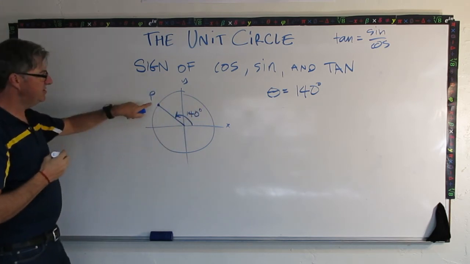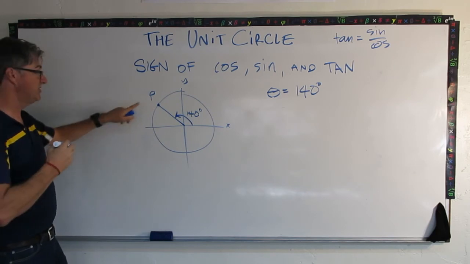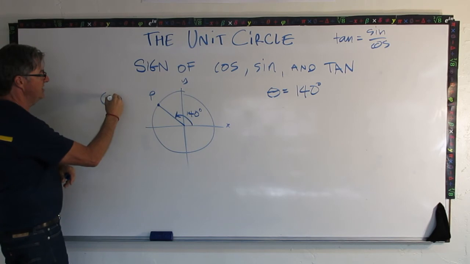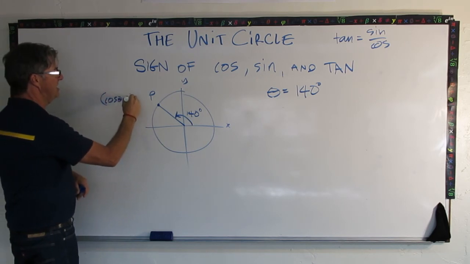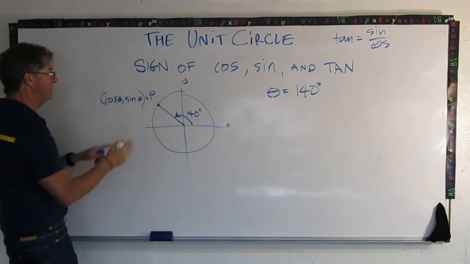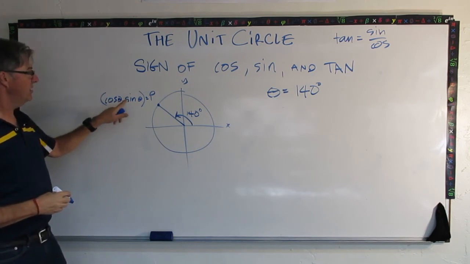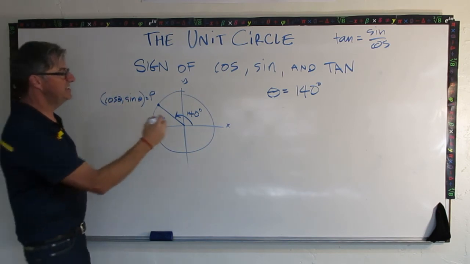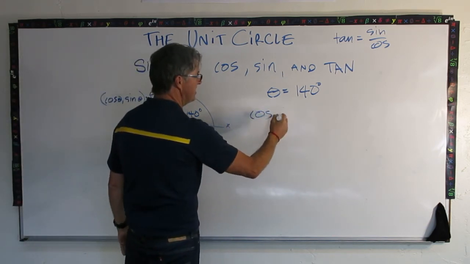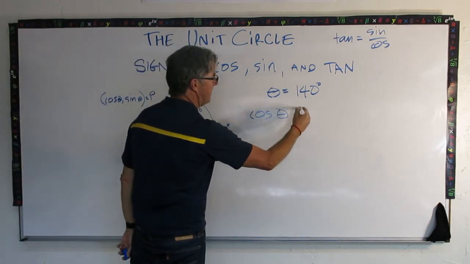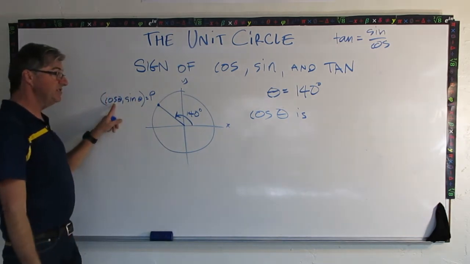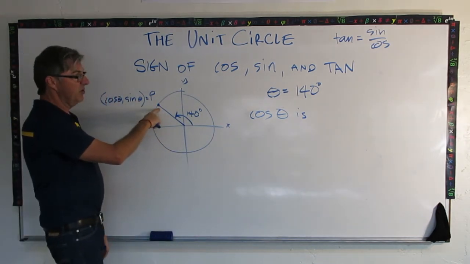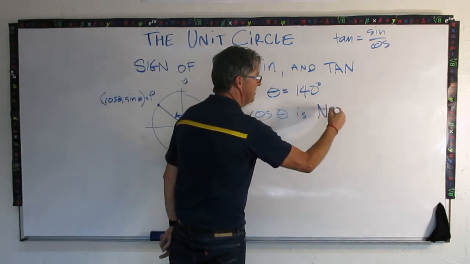And let's do a label here just to make this super clear. Remember that x is cosine theta, y is sine theta. So that's P. Cosine is the x-coordinate, sine is the y-coordinate. This is helpful for that. Okay, so what is the sign of cosine? Cosine is the x-coordinate. So when we're over here in the second quadrant, the x-coordinate is negative. So cosine would be negative.